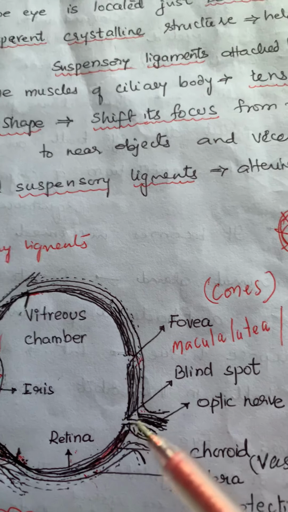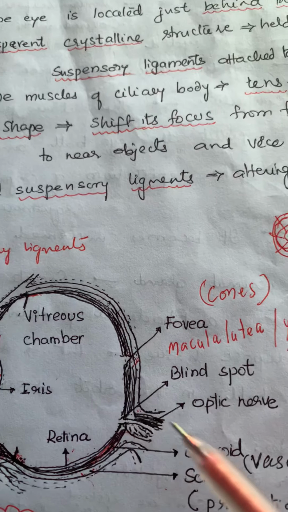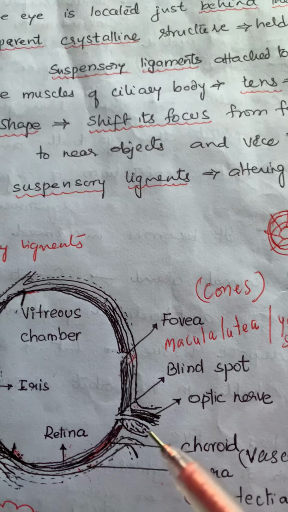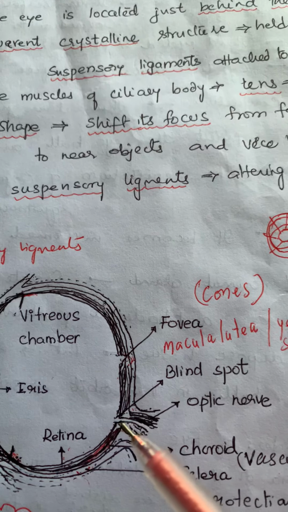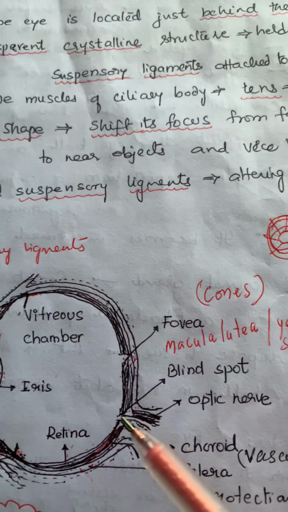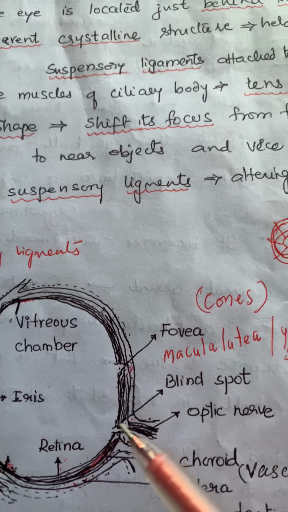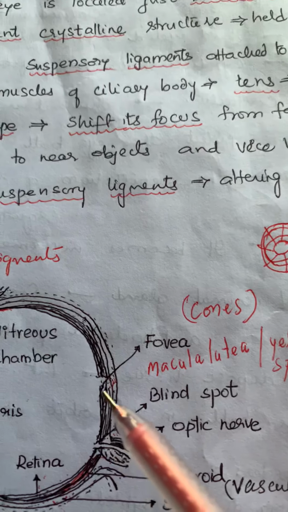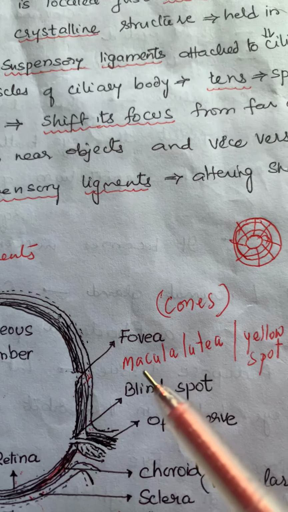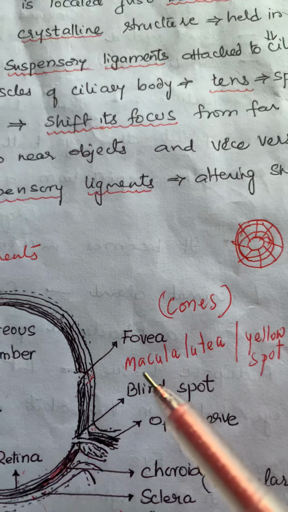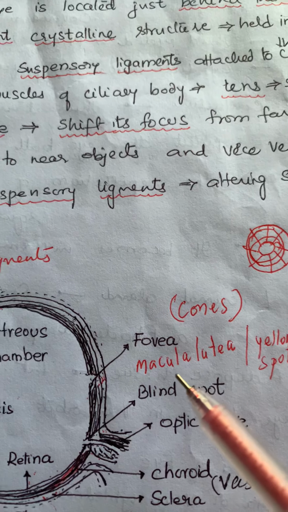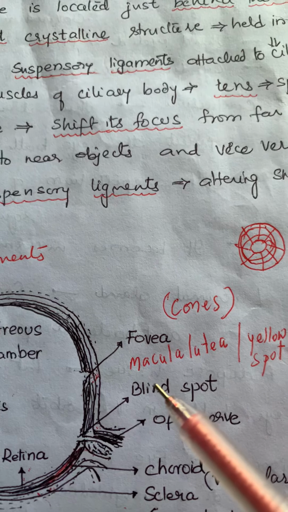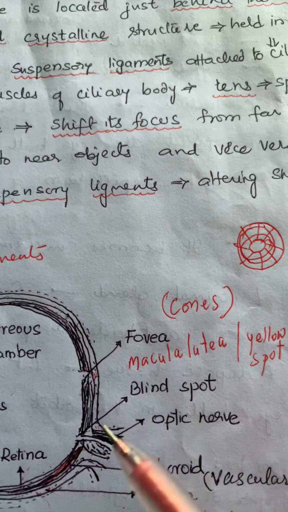This point on the retina at which the optic nerve leaves the eyeball is called the blind spot. Here, at the blind spot region, no image is formed. There is a yellow pigmented spot at the posterior pole, which is called macula lutea. This is the yellow spot at the posterior pole of the eye.